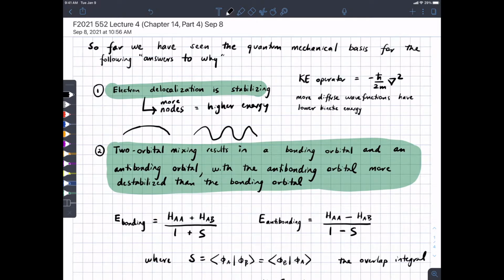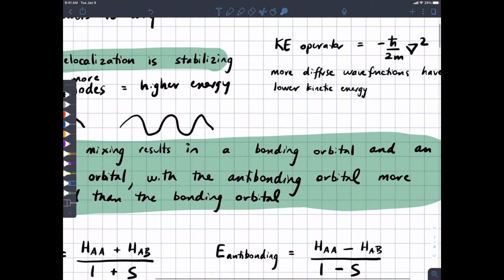a lot of places so far in chapter 14. We've learned why electron delocalization is stabilizing by considering the kinetic energy operator. The curvature of a function is related to its kinetic energy for a wave function. So this wave function has a higher second derivative, it's more curved, and so it will have a higher kinetic energy. Therefore, if you have a wave function that spreads out more, it will be stabilizing. And indeed, this is one of the things that makes a bond so stable.